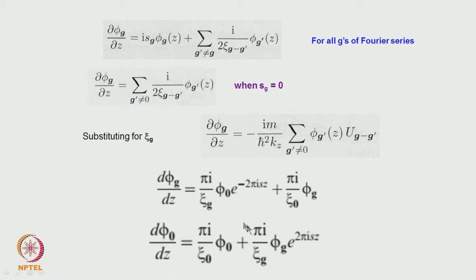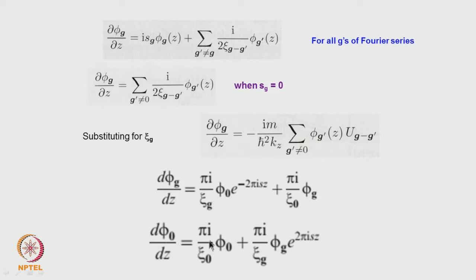Finally, under a two beam condition, we get an expression like this: the rate at which the amplitude of the incident wave, phi 0, decreases as it passes through the sample is given by this expression. And the rate at which the amplitude of the scattered wave changes is given by the other. Here we have taken only one diffracted wave and the transmitted wave. This is what this expression is.